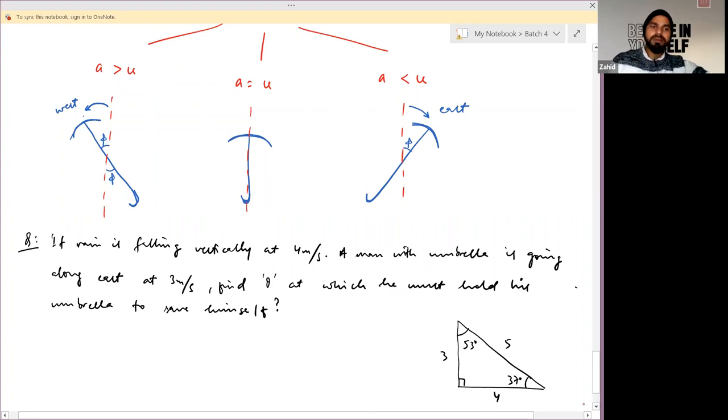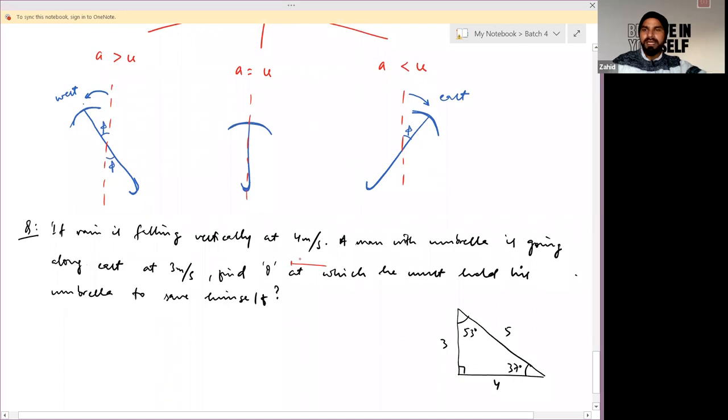Just see in this part, we have rain is falling vertically. It means it has vertical component only. So a will be 0 and b is 4 meter per second. Man is going along east, so u is 3 meter per second. Just use these terms to find phi.